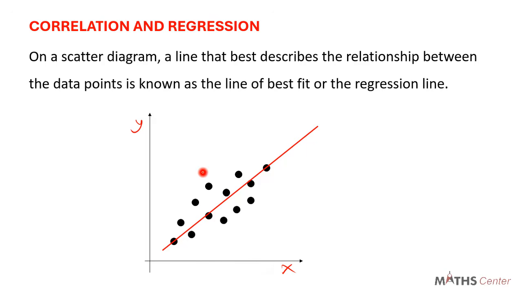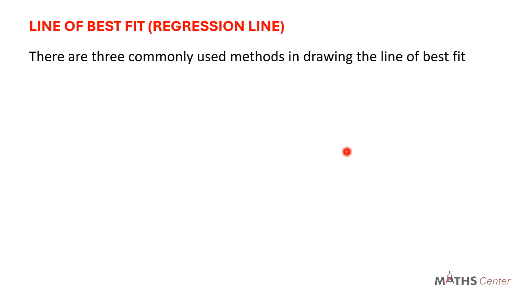How do we know where to draw the line? As you can see, the data points are clearly scattered, and so how do we choose the particular data points we are going to draw the line through? How do we draw the line of best fit or the regression line? That is what we are going to learn.